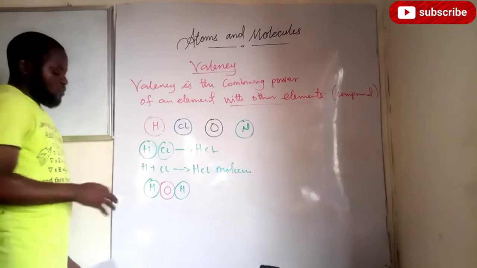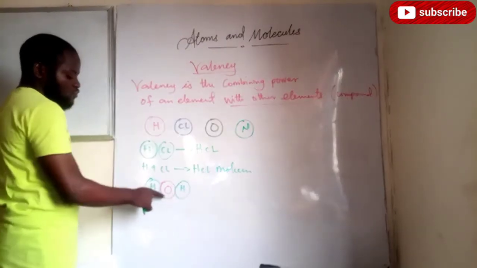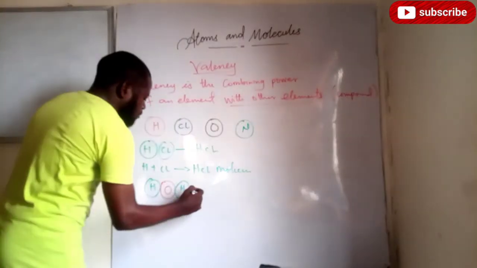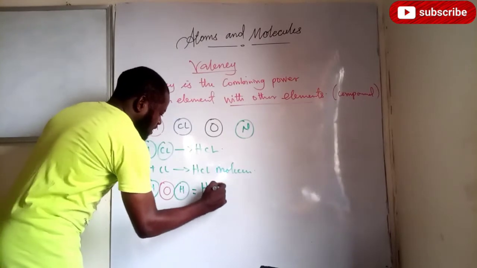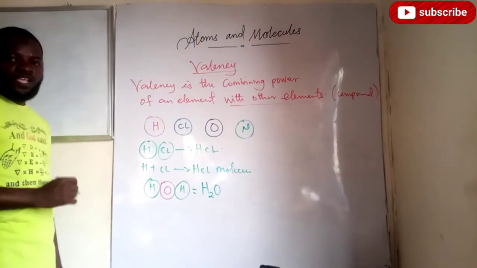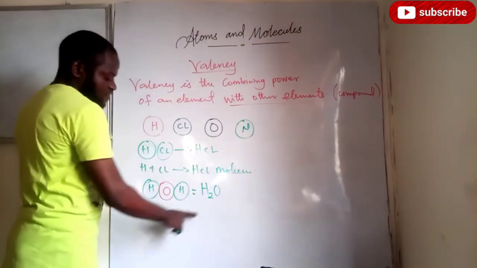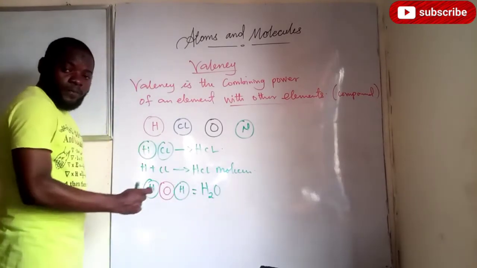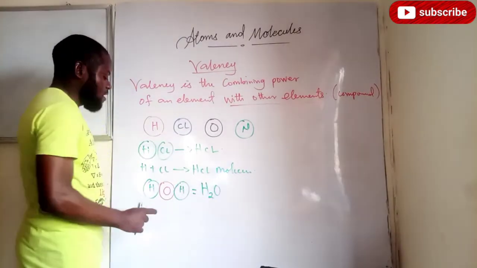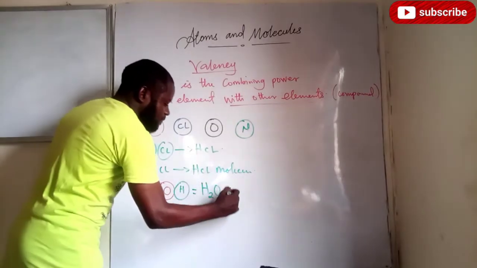Are we together now? So, 2 molecules of hydrogen will combine with 1 molecule of oxygen to give us H2O. Are we together now? So, this H2O is a compound. We know it to be water.